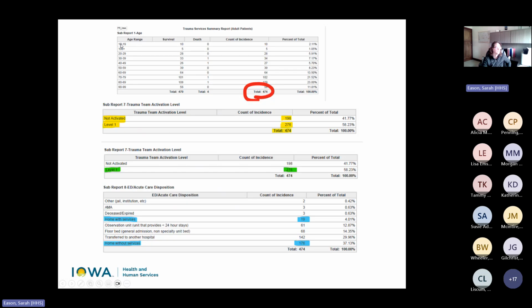This is where I'm looking, sub-report. Your trauma services summary report is a bunch of these sub-reports put together. So sub-report 1 has just your total number of patients. You'll see through every report that this total will always end up to be your total. So it should always total the same amount through each sub-report.